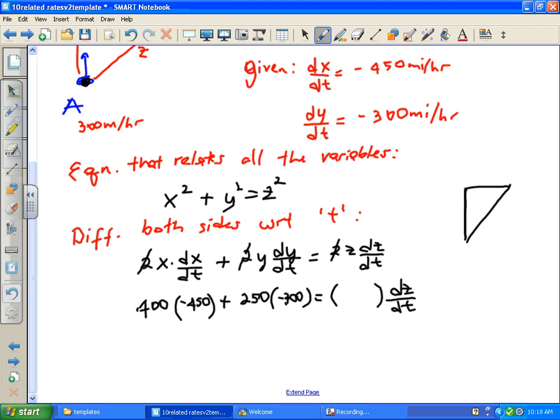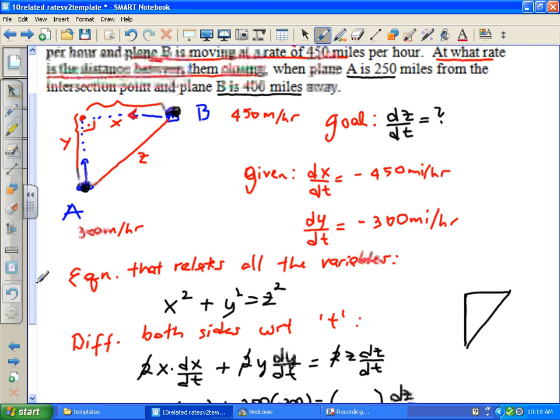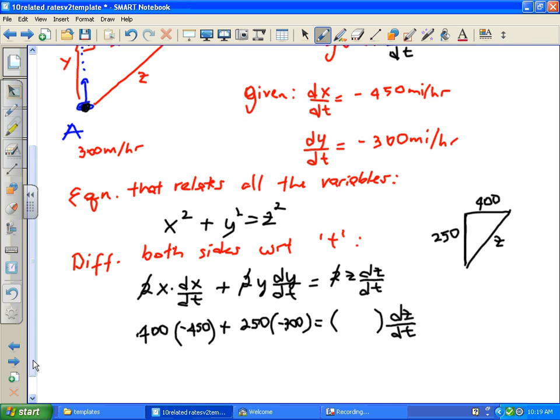All right, so here we have one side we called y, and that side was, at the moment when plane A is 250 miles away and plane B was 400 miles away, at that moment, we're trying to find out this distance z. So let's do that over here. z squared equals 250 squared plus 400 squared. And z equals, let's go ahead and take the square root of the right-hand side to see what z is.